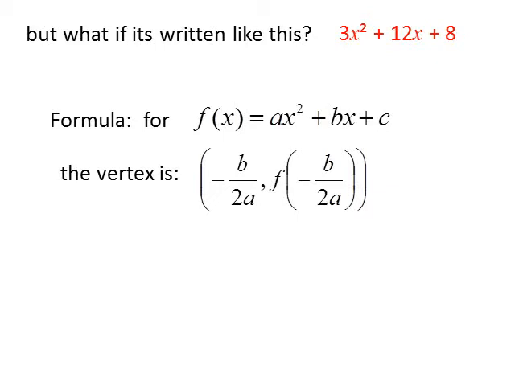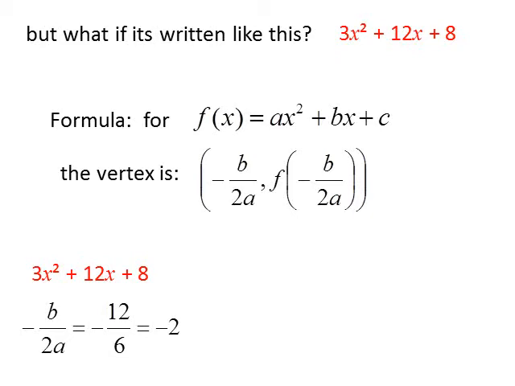So whatever my axis of symmetry is, I plug that back into the original function, and that's going to give me the y-coordinate for the vertex, and then I'll have the entire vertex. So in practice, we have 3x squared plus 12x plus 8. The first thing I have to do is negative b over 2a. b is 12 and a is 3. So negative b over 2a is negative 12 divided by 6, which is negative 2. So the axis of symmetry, which is also the x-coordinate for the vertex, is negative 2.